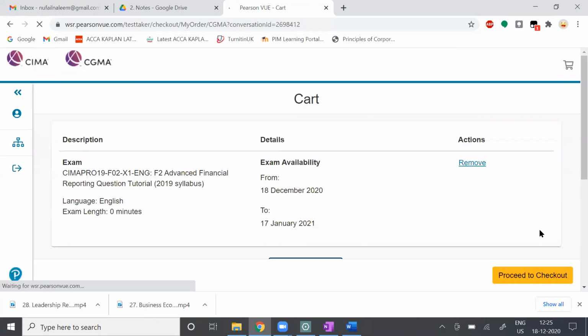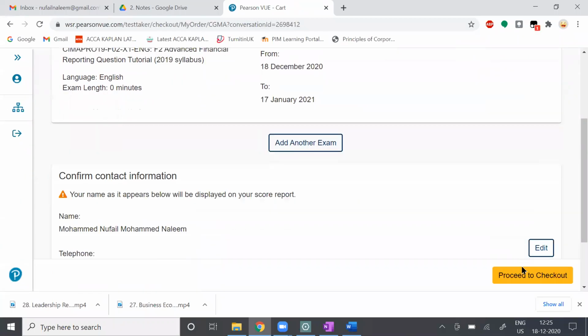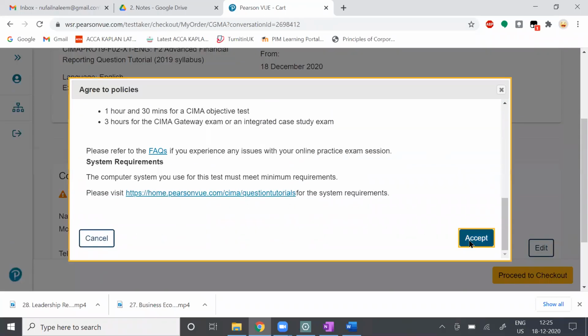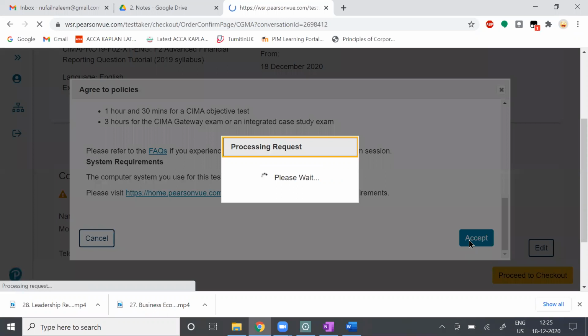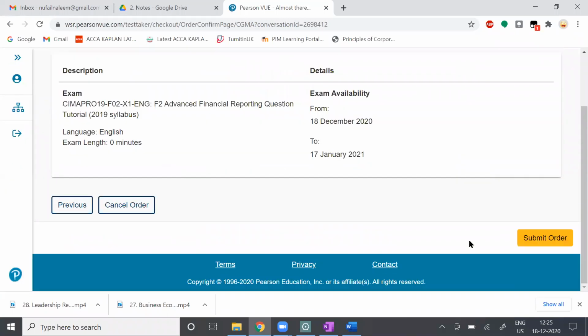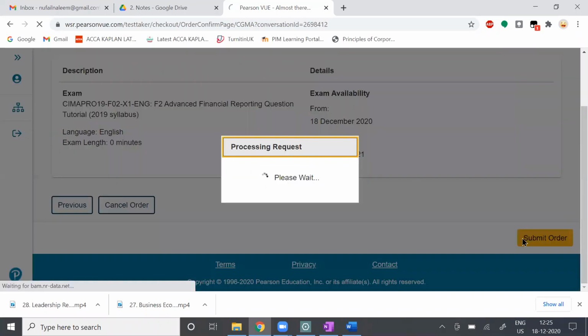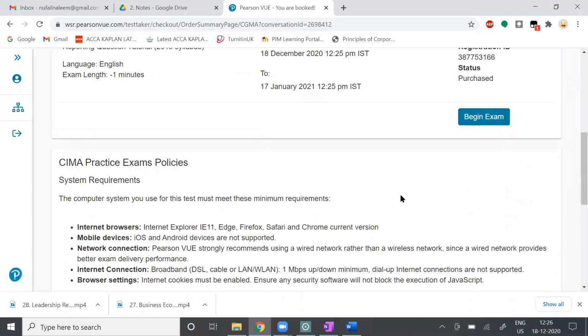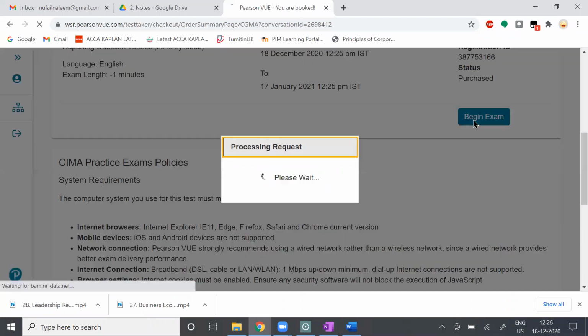Then I just need to proceed to checkout, and then accept the policies. And when I do that, students, I need to submit the order. That means I'm not paying anything. This is the process. And when I submit the order, I need to go to begin the exam.